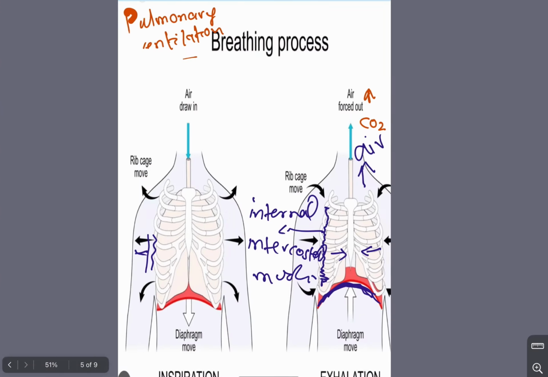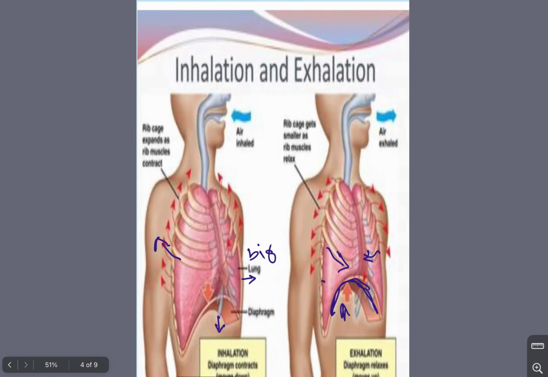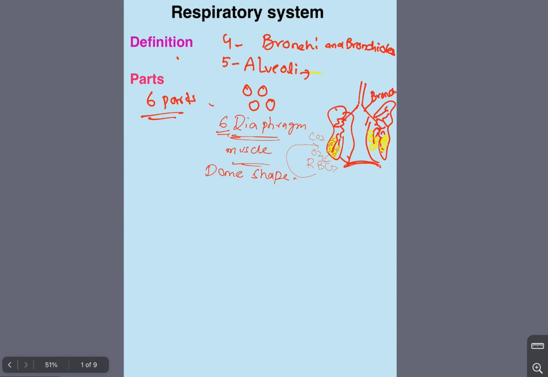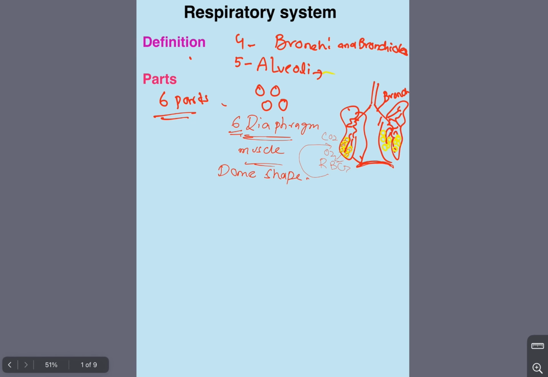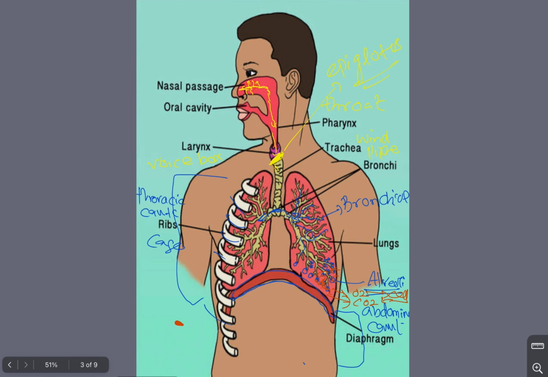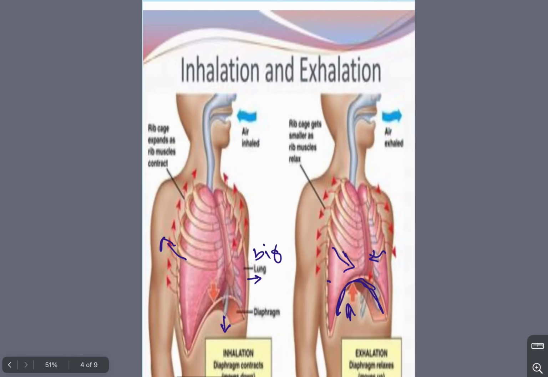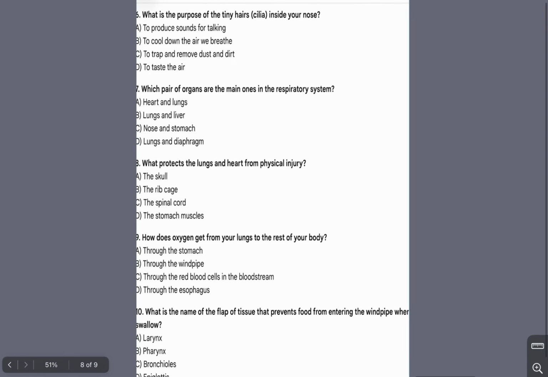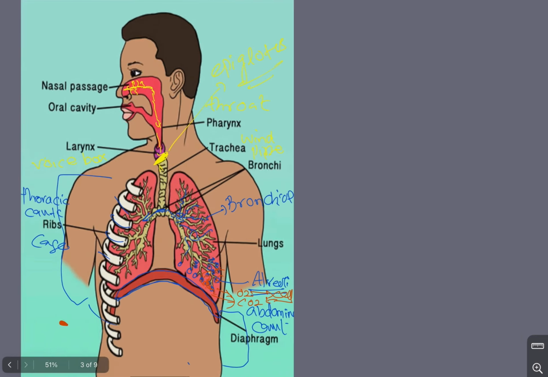I have made some MCQs for you also, but I want you to understand what's actually happening at the alveoli. I think I have told you, okay? We have actually learned it. I can explain it one more time, or we will do the labeling. I have made a labeling diagram for you, so you can do the labeling.